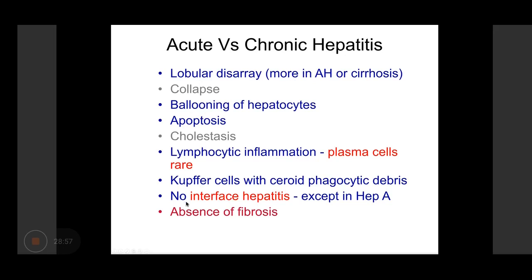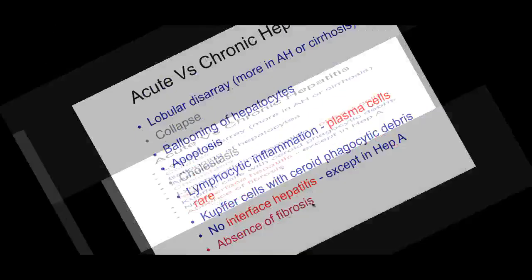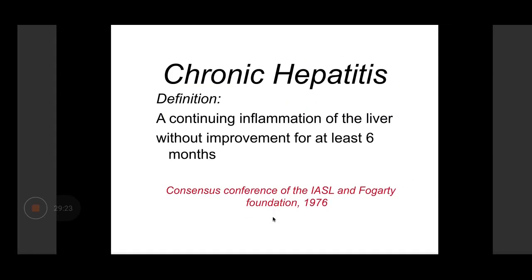In addition, what you see is interface hepatitis and fibrosis. Interface hepatitis can be seen sometimes very little bit and focal in hepatitis A, but usually it is a hallmark of chronic hepatitis. Similarly, fibrosis. Since there's no chronic phase, you will not see fibrosis in any acute hepatitis. So in A and E, you will not see it. But in B, C and D, you can see the presence of fibrosis.